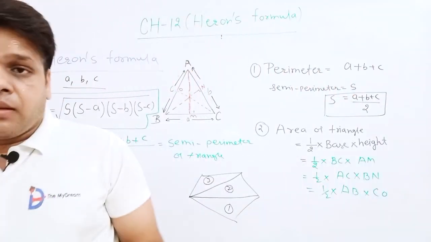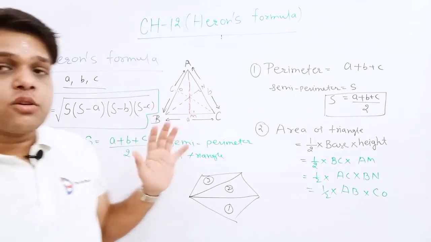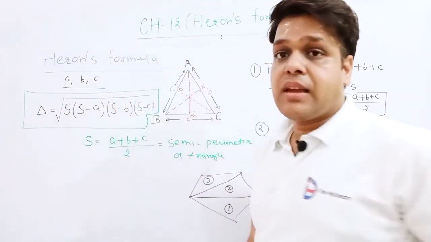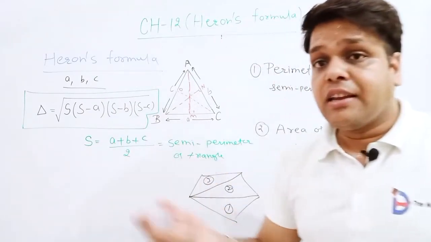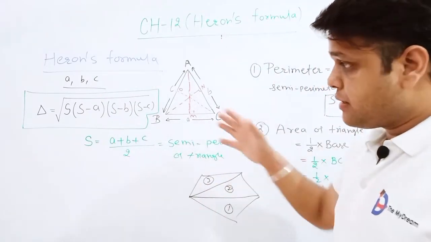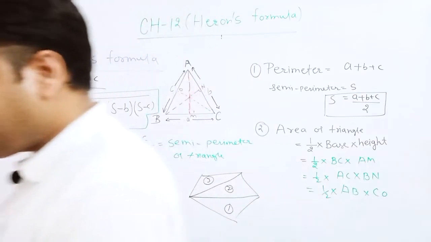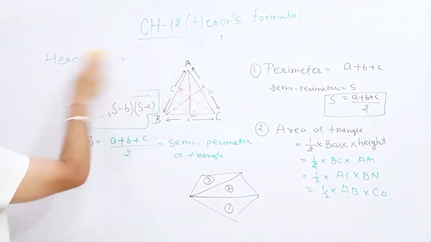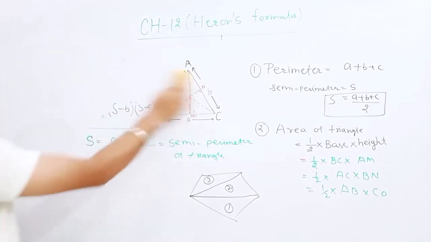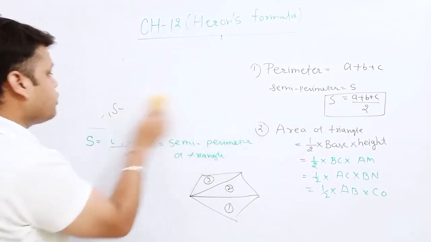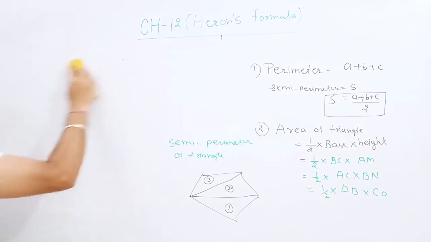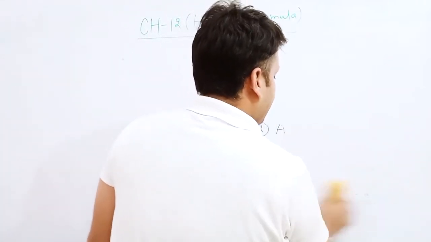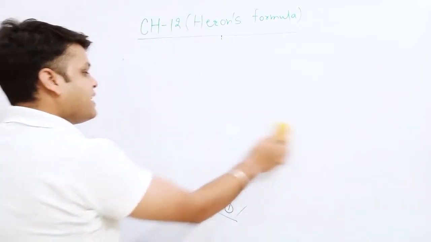So now we will discuss the theory part of this chapter. In this chapter the main formula is this, and the variety of questions will be discussed now. So guys, the area of a triangle is half base into height as well as root under S into S minus A into S minus B into S minus C.